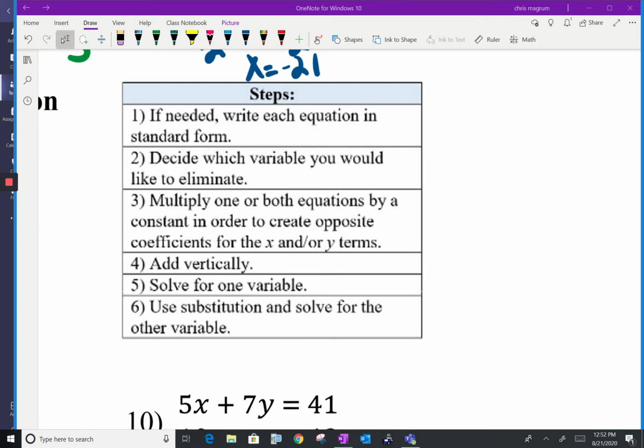Second step, we decide which variable we want to eliminate. I look at things like, is there a way that I can multiply one of the equations by something instead of both, or is there already a set of the x's or the y's where they're opposites, those types of things to help me, but you can just choose whichever one, it doesn't really matter. Then we're going to multiply one or both equations by a constant in order to create opposite coefficients for the x and/or the y terms. We add vertically, we solve for one variable, and then it's basically like we saw up above. We substitute whatever we got for that one half of the solution into the equation to solve for the other variable.